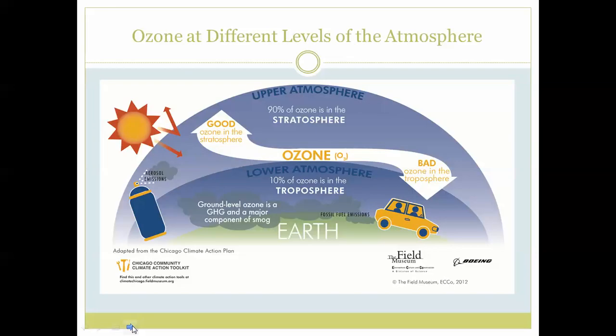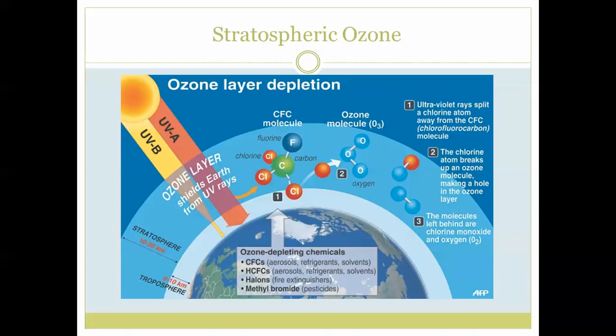So let's take a look at ozone in different levels of the atmosphere. First of all, stratospheric ozone is good, tropospheric ozone is bad. Tropospheric ozone basically is smog, but the ozone that's up in the stratosphere is super important simply because it absorbs ultraviolet radiation, UV, UVB, UVC ultraviolet radiation.